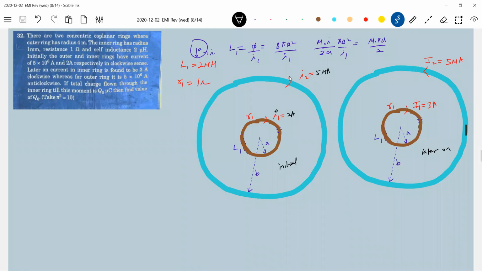Micro, no? Micro means 10 to the power of minus 6, not plus 6. Oh, mega, right? Yeah, 10 to the power of plus 6, I didn't see. Okay.